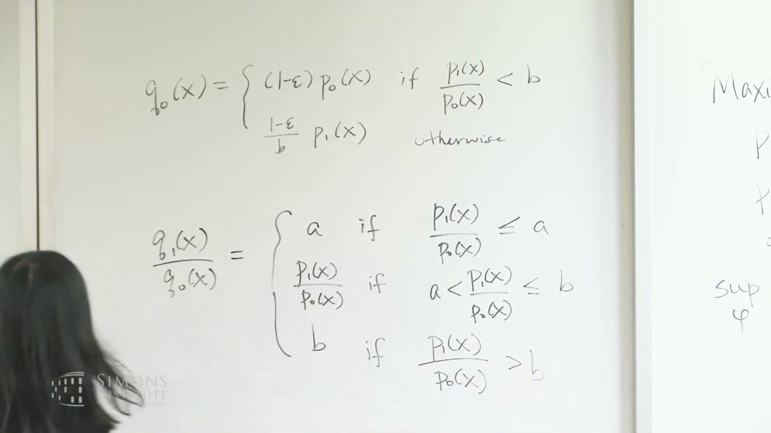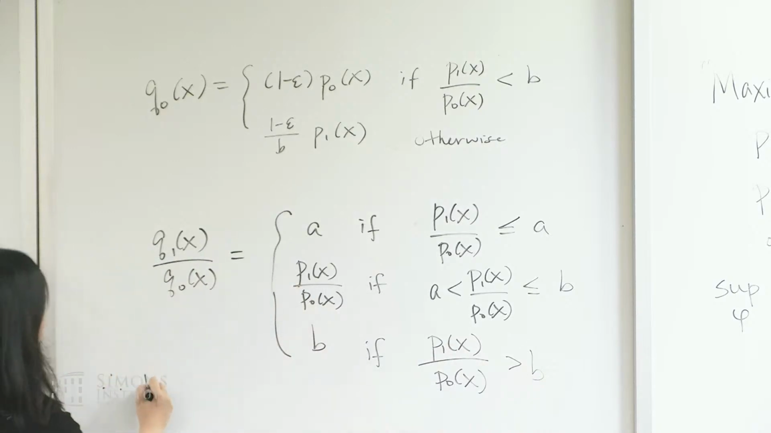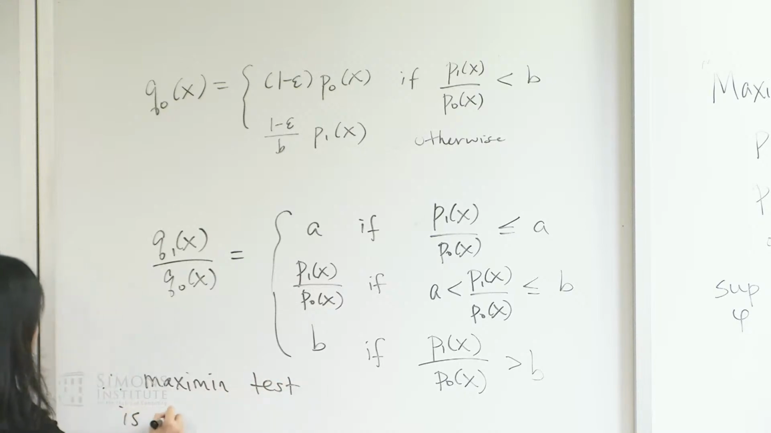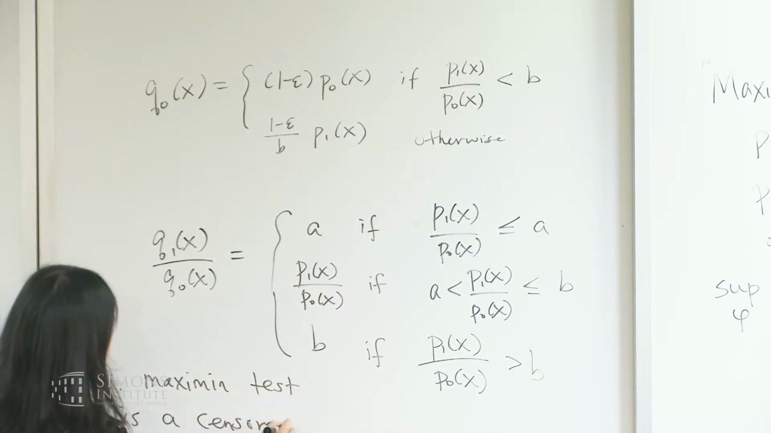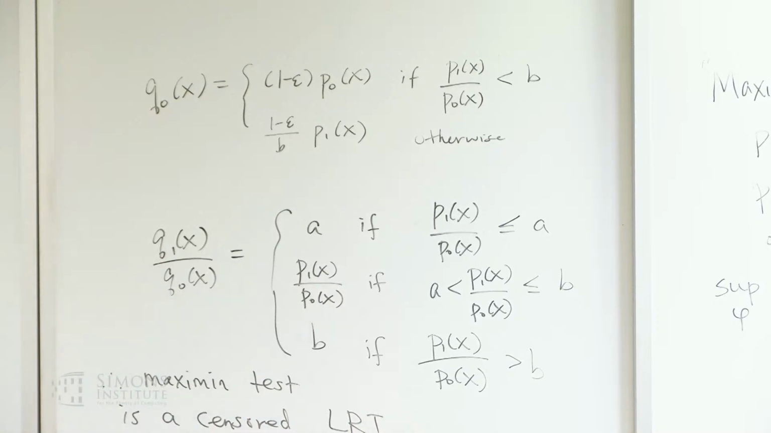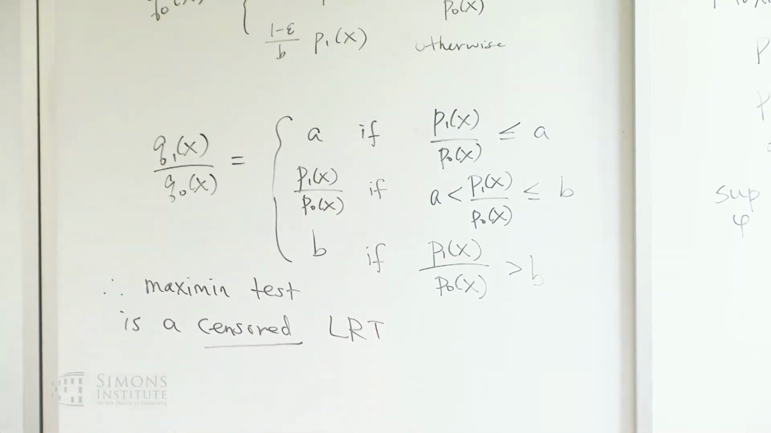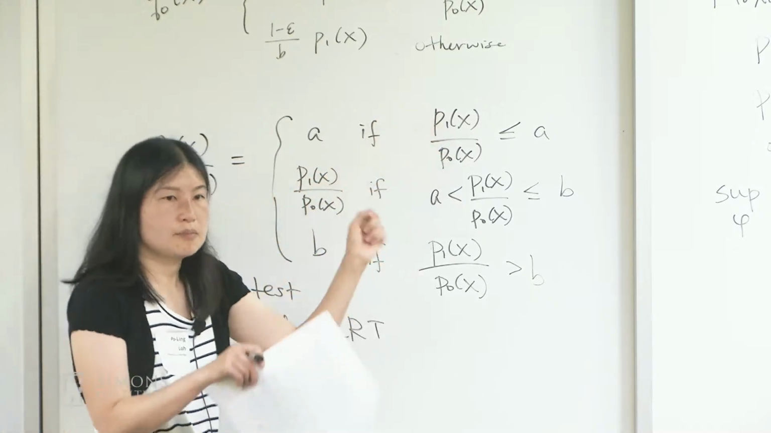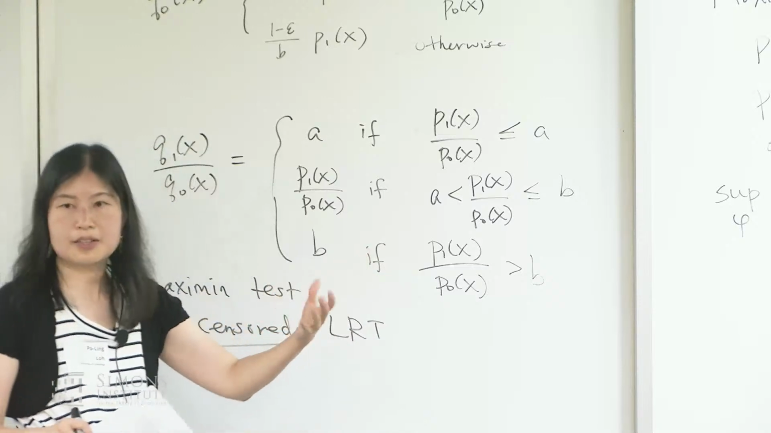Okay. So therefore, the maximin test is a censored likelihood ratio test. Basically, it's a likelihood ratio test between these two least favorable distributions, which is the same as saying, if I were doing a likelihood ratio test between the clean P1 and P naught, if it's bigger or smaller than the threshold, I truncate it.